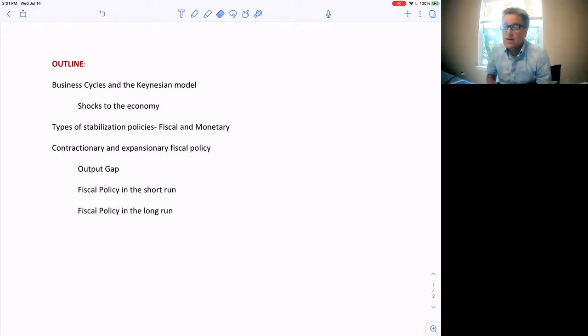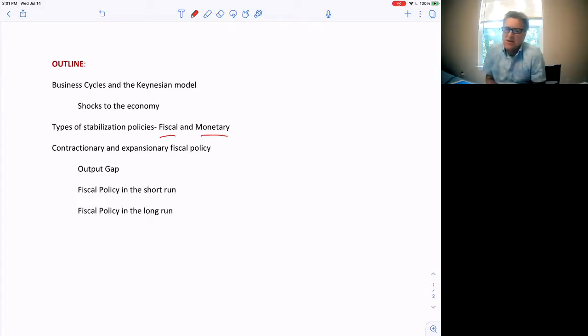Now, in order to try to stabilize the economy from these aggregate demand shocks or maybe aggregate supply shocks, the government has really two things that they can do to try to stabilize things or to get us out of a recession or depression. Two types of policies. One is fiscal policy, and the other is monetary policy. Both of those things can help stabilize the economy and get us out of a recession.